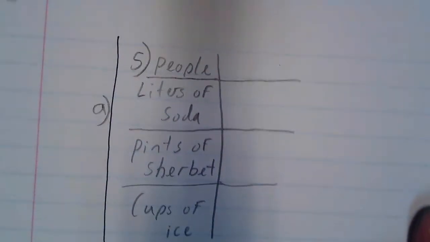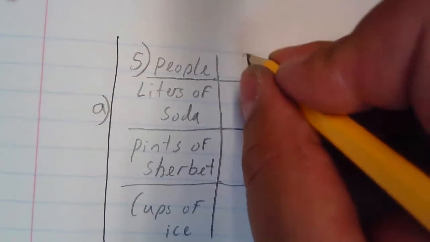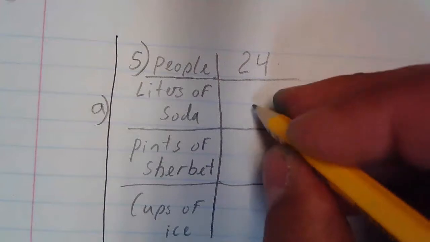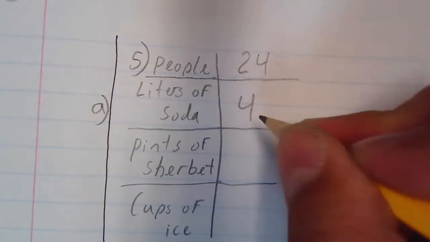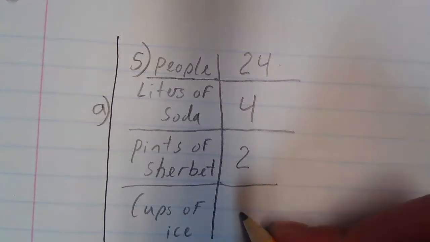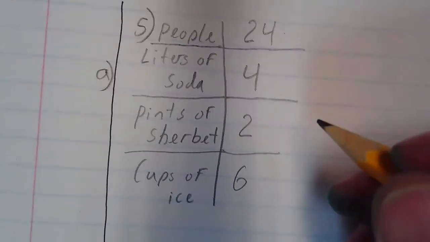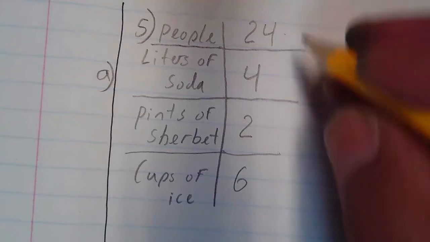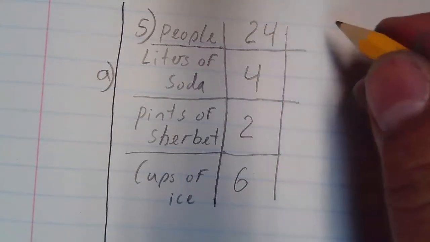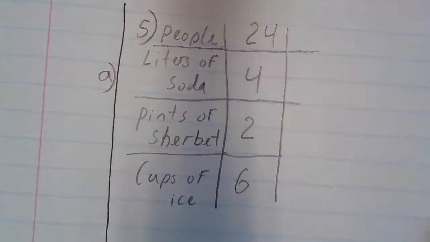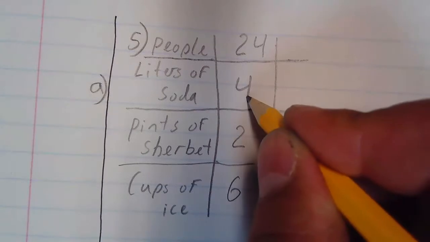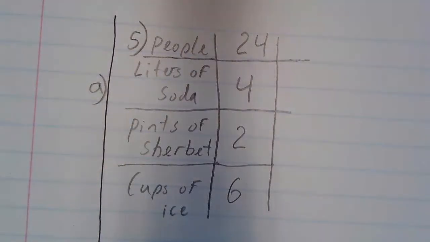Here's my table, and I'm going to fill in the numbers now. According to the problem, if I want to serve 24 people punch, I need 4 liters of the lemon lime soda, 2 pints of this sherbet, and 6 cups of ice. That's my connection. And I'm not going to draw the dots. Please don't ask me to draw the dots. Okay? These would be fine, but then to draw 24 as many times as I need? Oh, okay, you convinced me. Look. 24 people, 4 sodas, sherbet, ice.